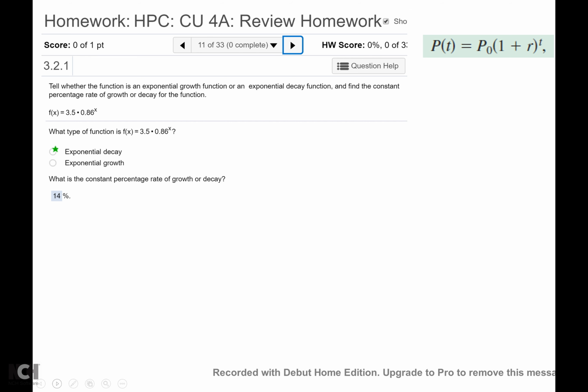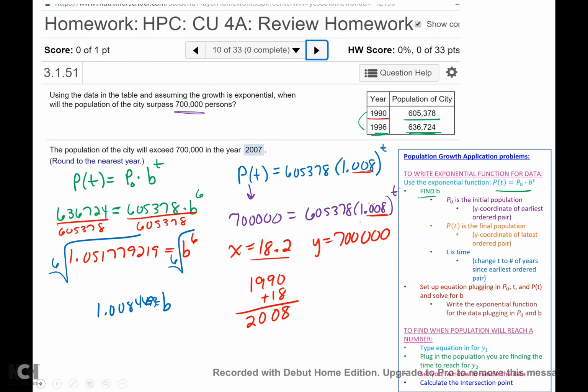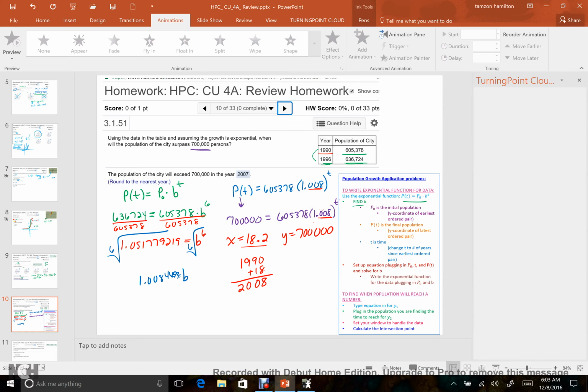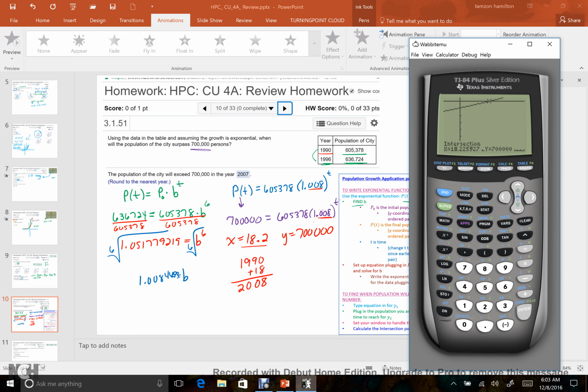Tell whether the function is an exponential growth function or an exponential decay function. Hold on, that's really bothering me now. Let me look at this again. What if I went back and I did just 1? Yeah, so you can't round it like that.